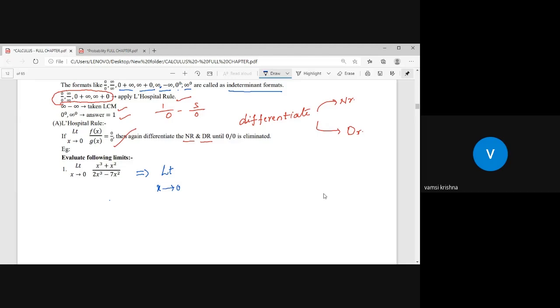So apply L'Hospital's principle, that is differentiation of numerator and denominator. For the x cube, differentiation is 3x square. For the x square, differentiation is 2x, divided by, here also x cube differentiation is 3x square, 3 into 2 is 6, 6x square minus 7x square differentiation is 2x, 2 into 7, 14, 14x. And still the question is in the form of 0 by 0.